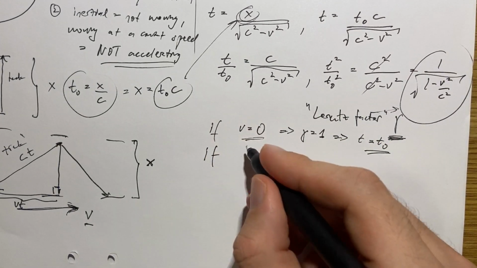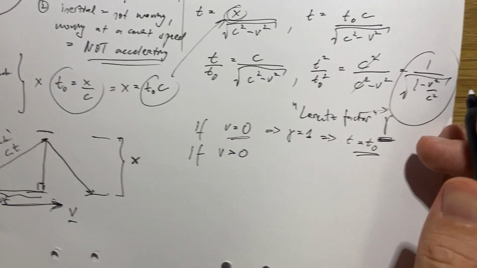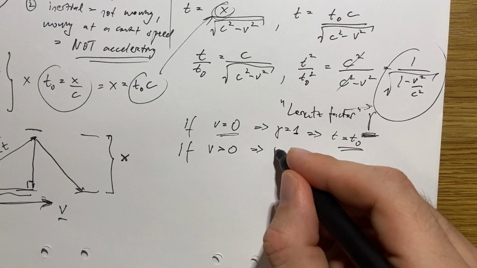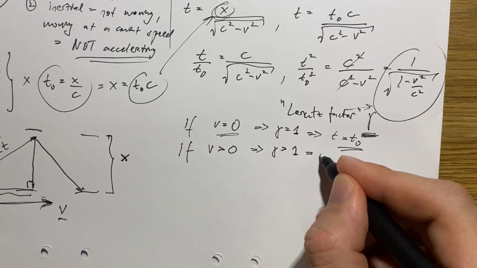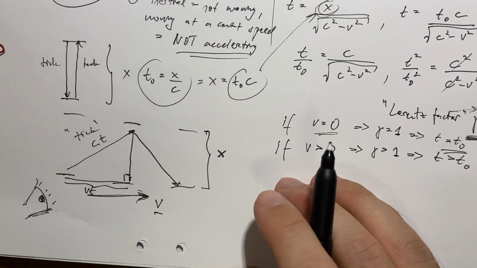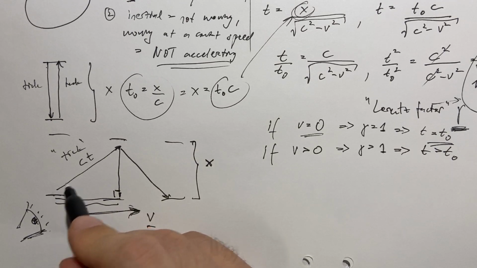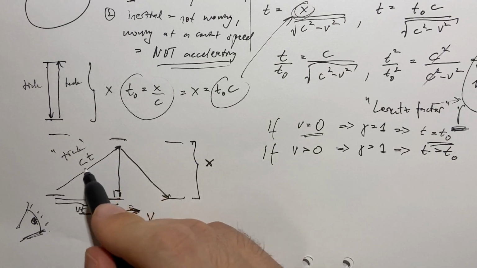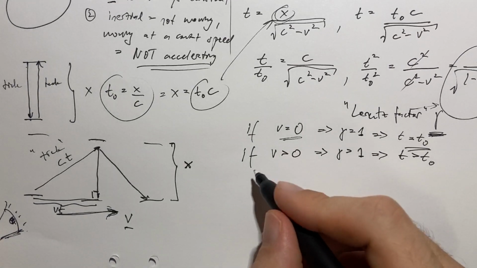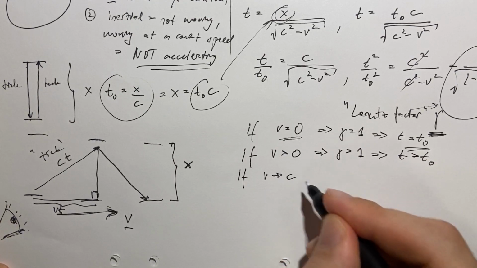But what happens if v is greater than 0? Well, if v is greater than 0, then gamma will be, of course, greater than 1, which means that t will always be greater than t naught. And that's also what we observe in this thought experiment, that this person would actually see that the tick is much slower in the moving car. So t will be greater than t naught. But let's increase v even more. What would happen if v approaches the speed of light?